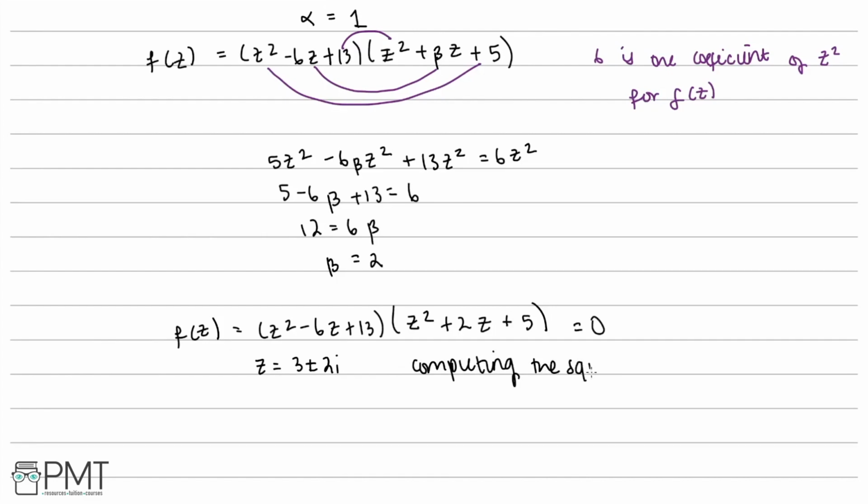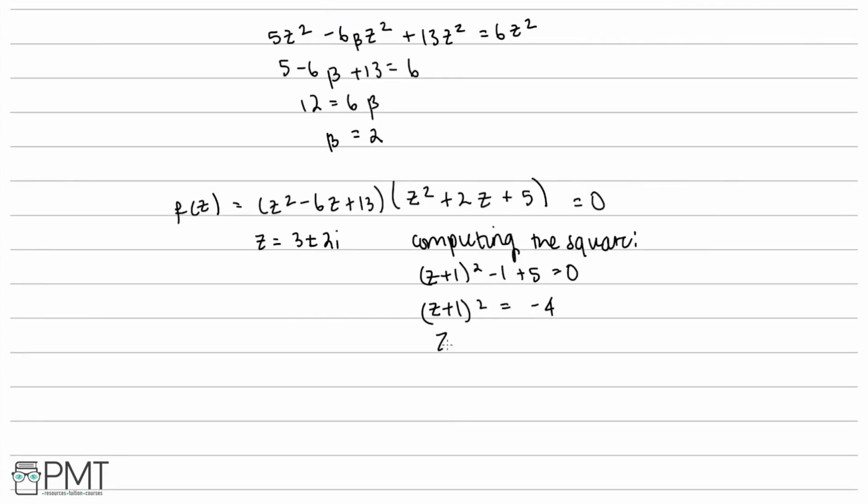So by completing the square, we have that z plus 1 all squared minus 1 plus 5 is equal to 0, and thus z plus 1 all squared is equal to, well, minus 1 plus 5 will just be positive 4, so we bring that over to the other side, which will leave us with minus 4, and then we can square root both sides to form z plus 1 is equal to plus or minus, well, the square root of minus 4 will just be 2i, so it'll be plus or minus 2i, and then we solve, so z is equal to minus 1 plus or minus 2i.